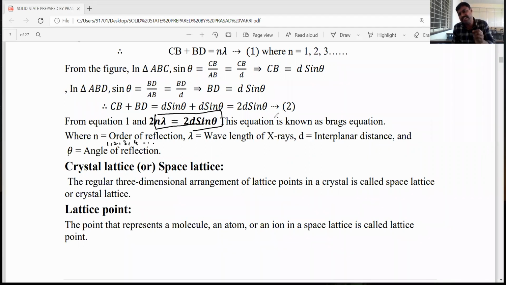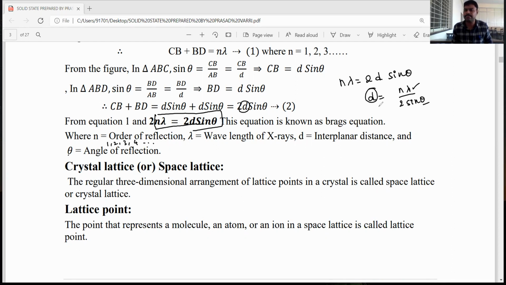Finally, in Bragg's equation, when solids are arranged in a crystalline pattern in planes, plane 1, plane 2, plane 3, by using the X-ray diffraction technique we can find the interplanar distance, called d. So Bragg's equation is n lambda is equal to 2d sine theta. Then the interplanar distance d is equal to n lambda by 2 sine theta. If we want to find d, the n value, lambda value and angle of reflection will be given in the question.